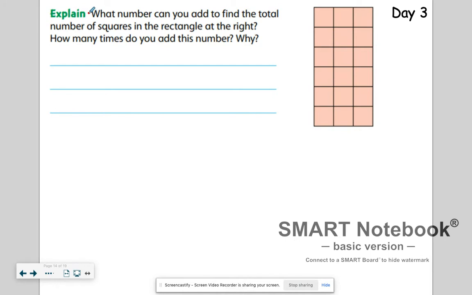Alright, this first question says explain. Remember what that word means. We have to write in a complete sentence. It says what number can you add to find the total number of squares in the rectangle at the right? How many times do you add this number? Why? So here's the first part of this question. What number can you add to find the total number of squares in the rectangle at the right? So if I find the total, I need to find it in all.